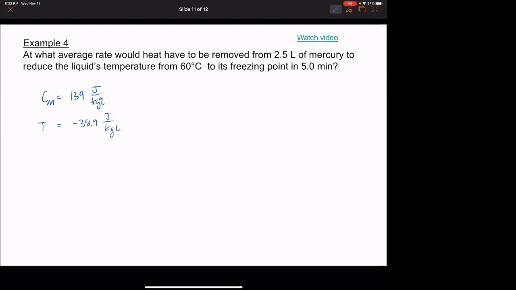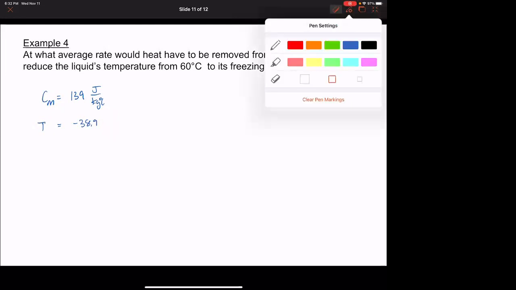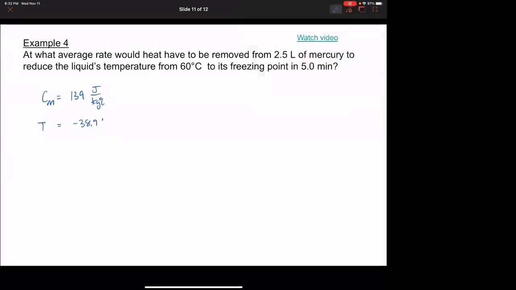Now this isn't really a calorimetry problem. This is just a straight up heat exchange problem. So it probably would have been better served to put it earlier in the slides. But again, the concept is what I'm looking for here. I just made a mistake. I should have put it earlier.